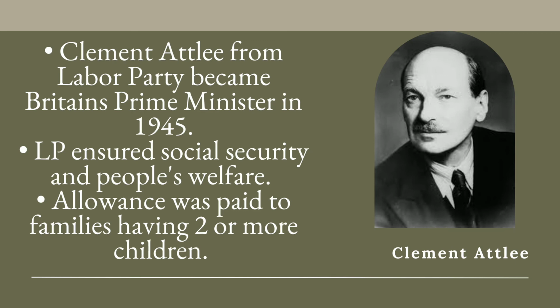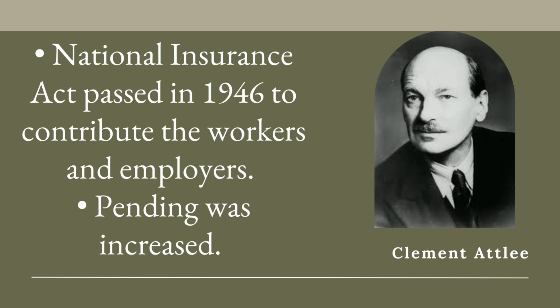According to the Family Allowance Act, an allowance was given to families with 2 or more children of school-going age. Followed by this, in 1946, the National Insurance Act was passed, according to which the contributions by workers and employers were raised. By this, the worry of the middle class about an uncertain future reduced.